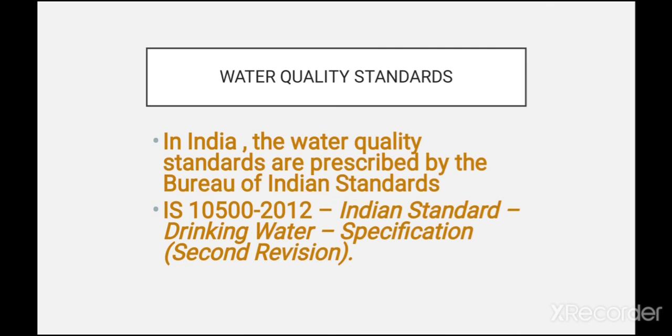As I already told, if you need a more detailed explanation of the limits and other details related to the physical, chemical, and biological characteristics of water, the water quality standards in India are clearly prescribed in IS 10500. So go through the IS code for more details.